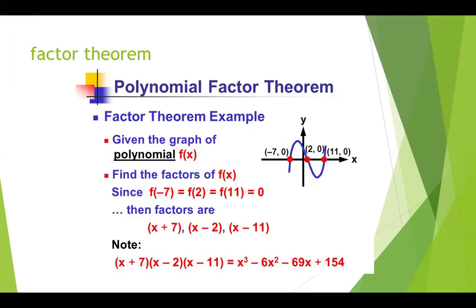So the polynomial factor theorem is basically saying when you're given a graph, exhibit A, f of x, you're going to find the factors by finding your zeros. Okay, so first you're going to find your zeros. So I have a 0 at -7, a 0 at 2, and a 0 at 11. Once you find those zeros, yes, -7 to 11.